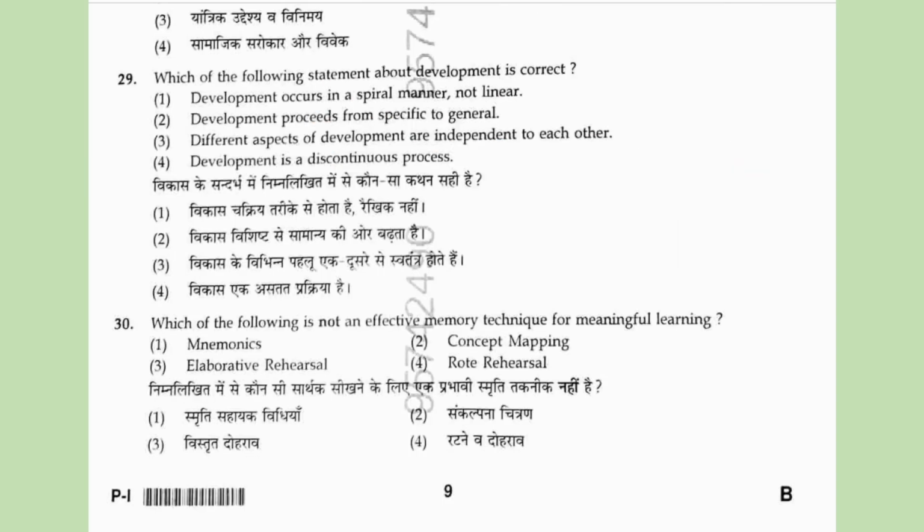Which of the following statements about development is correct? So, development occurs in a spiral manner and it is not linear, is correct. It proceeds from general to specific. So, this is wrong. They are dependent on each other. So, they're not independent, and it is a continuous process. So, development occurs in a spiral manner. This will be the correct answer.